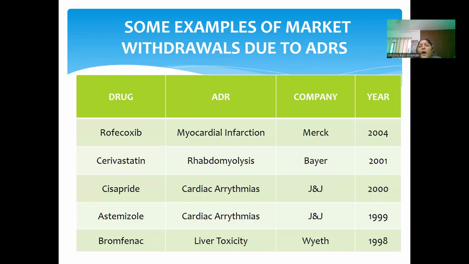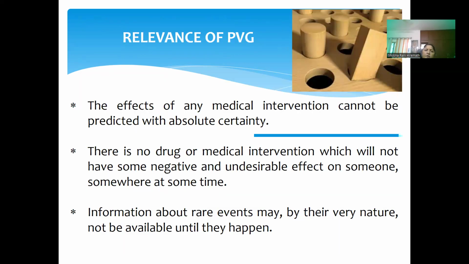Some examples of market withdrawals. Rofecoxib was withdrawn by Merck in the year 2004, then cerivastatin in the year 2001 by Bayer, cisapride in the year 2000 by J&J, and so on. So we have some few examples I have given. Then what is the relevance of PVG?